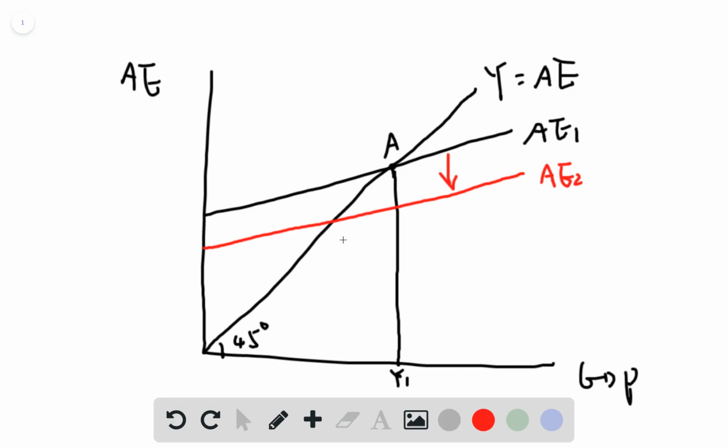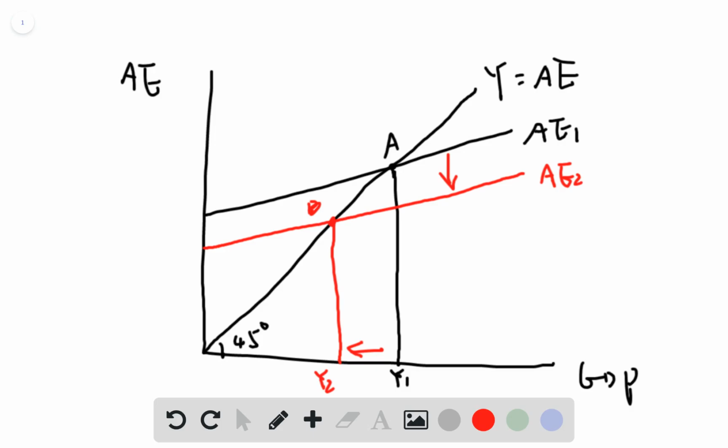And we know that the new macro equilibrium is achieved when aggregate expenditure equals real GDP. So it should be this point here. So this point is point B. So if we find it, it should be Y2 here. And you could see that the aggregate expenditure decreased by this amount, but the real GDP decreased more than it. So that is definitely a multiplier effect.